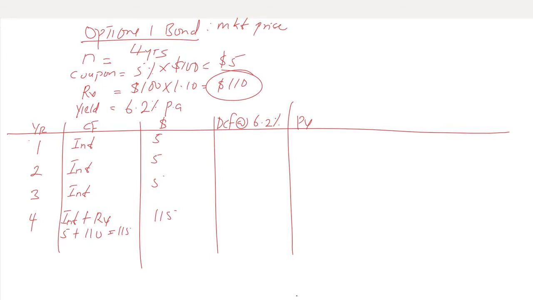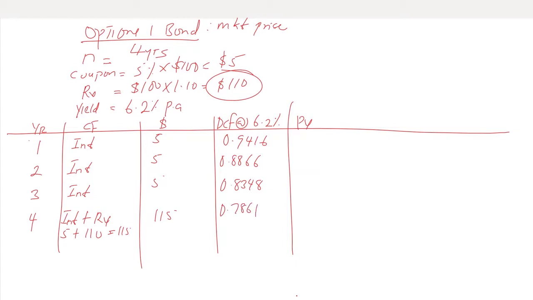Discount factor at 6.2% year 1. You go to your table, discount factor 6.2% year 1 is 0.9416. Year 2 is 0.8866. Discount factor year 3 at 6.2% is 0.8348, and year 4 is 0.7861.